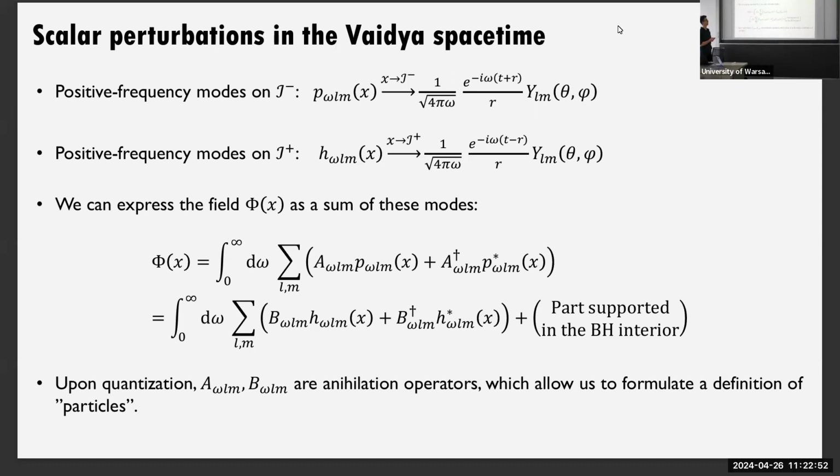Here t plus r, asymptotically for large r, is the advanced Eddington-Finkelstein coordinate. In a similar fashion, positive frequency modes on the future null infinity have a similar form, but with t plus r replaced by t minus r, which is the retarded Eddington-Finkelstein coordinate at large r.